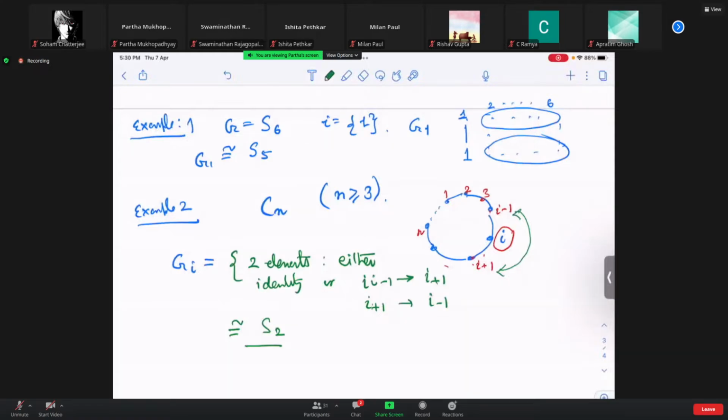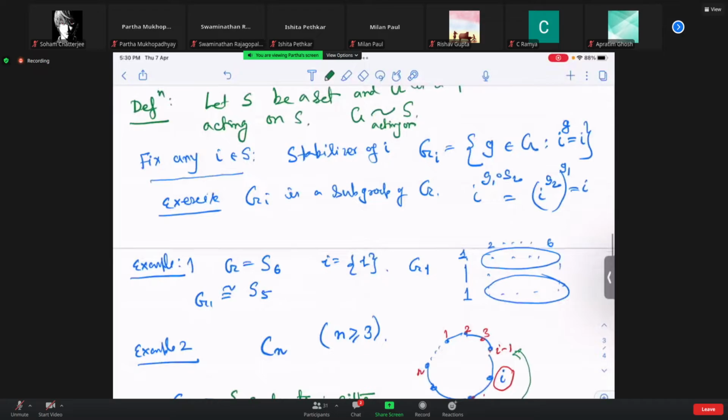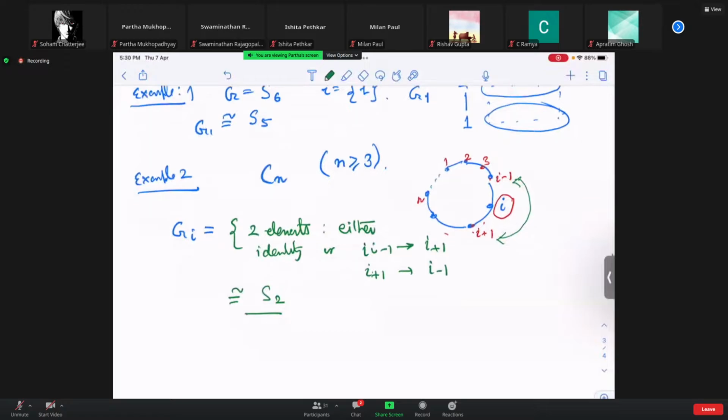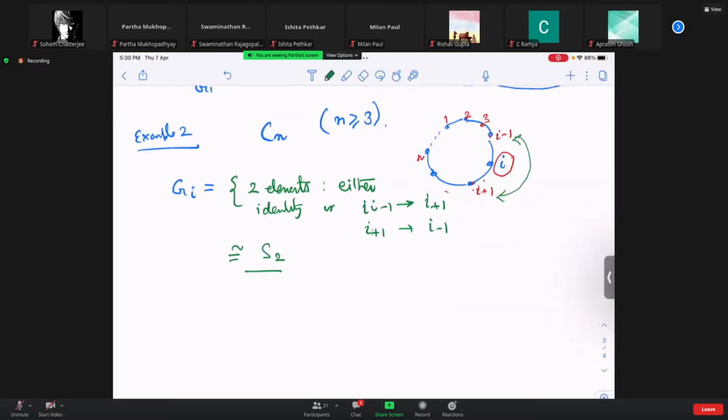So, okay. And as I wrote, that G_I is a subgroup. That's easy to see. So another important definition that comes into combinatorics is orbit. Orbit of an element.